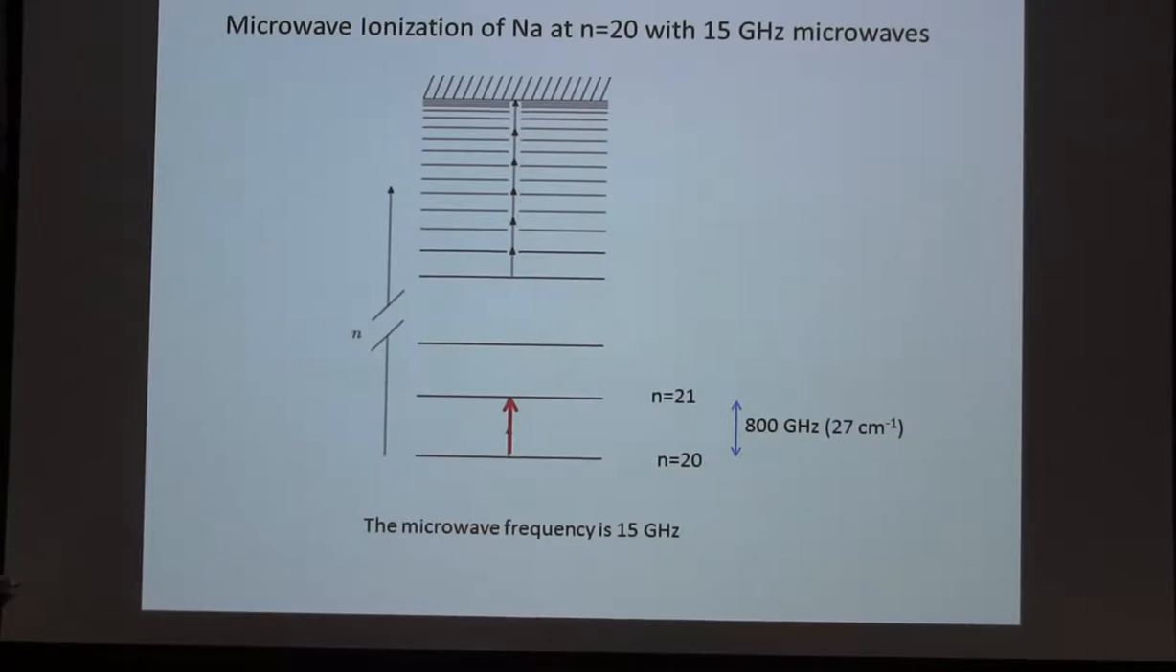And so we, in fact, started with lower n states, say states of about n equal 20. At n equal 20, the spacing between 20 and 21 is 800 gigahertz. And we were, in fact, using 15 gigahertz microwaves. So there are lots of photons between here and here. So if you think of the hydrogen experiment, you would think that it would be like a static field.